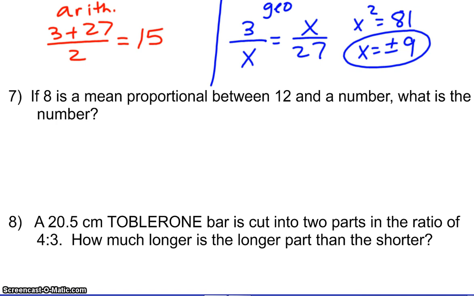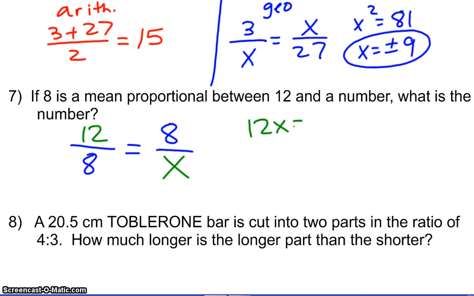In number 7, it tells you that 8 is the mean proportional. So when we set up our proportion, it tells us that 8 is that mean number. And it tells you that the numbers it's between are 12 and you don't know, so we're going to solve for that other number. Same thing, we will cross multiply. And when we solve for x, we get 16 thirds.